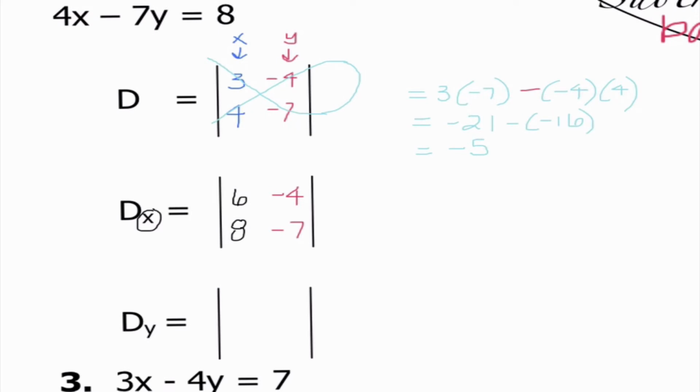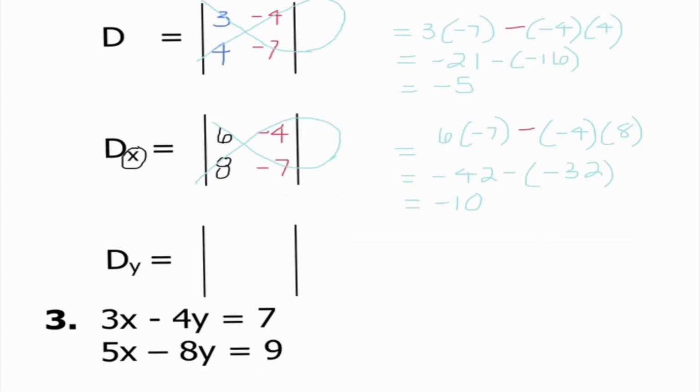Once again, I'm going to start in the top left-hand corner. 6 times -7. And if you guys were just writing out the value instead of writing out the math, that's okay. At this point, Mr. Determinfish says, subtract, baby. -4 times 8. So I have negative 42 minus negative 32, which becomes negative 10.